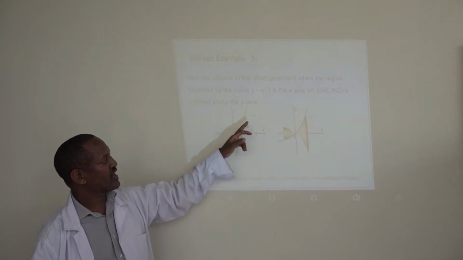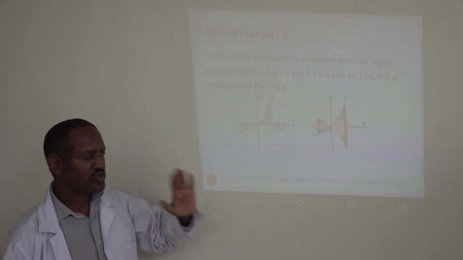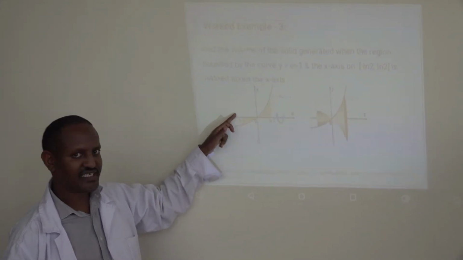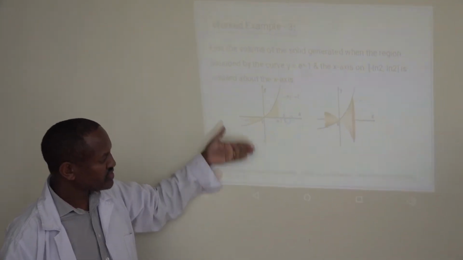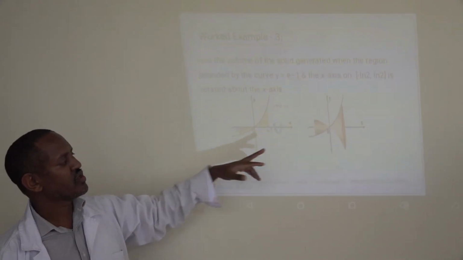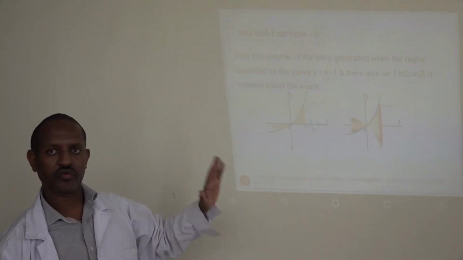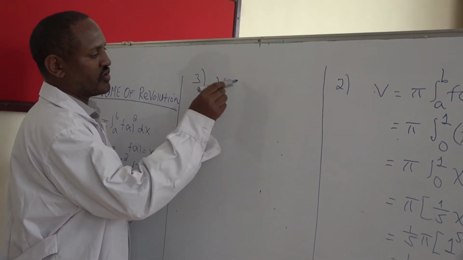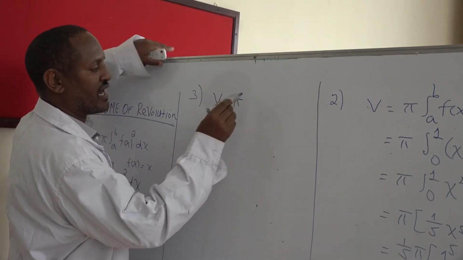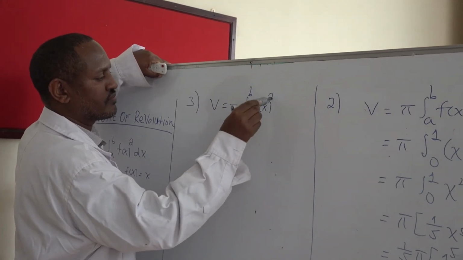Here is the graph of y equals e power x minus 1, and we take the region that is bounded by this graph and the x-axis on the interval minus ln 2. Now when we rotate this region about the x-axis, we'll have such a solid figure. Now again, let us see how to find the volume of this solid figure. Again, volume of revolution about the x-axis is pi integral from a to b of f of x the whole squared dx.